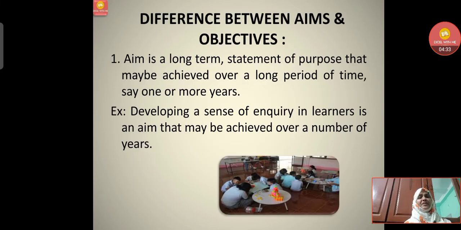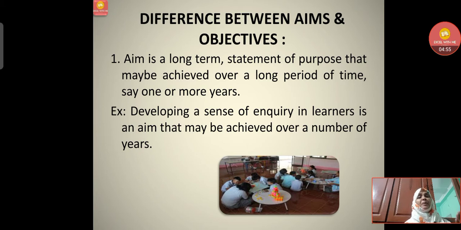Now, let's differentiate between aims and objectives. An aim is a long-term statement of purpose that may be achieved over a long period of time, say 1 or more years. That means aims are longer term. That means maybe in first grade, second grade, or 1 year or more than that it will take.